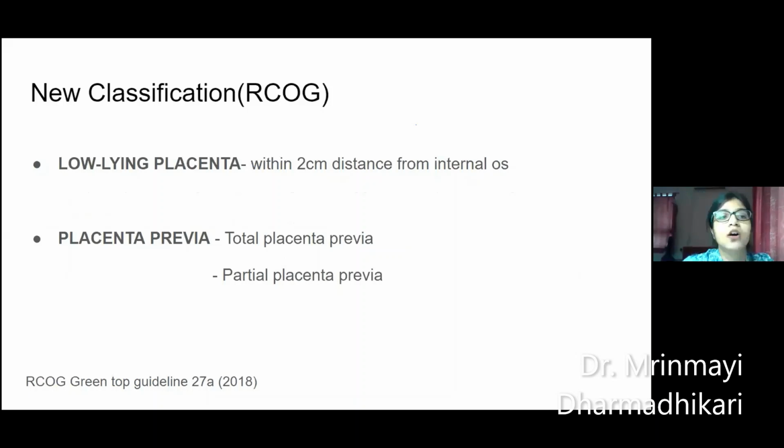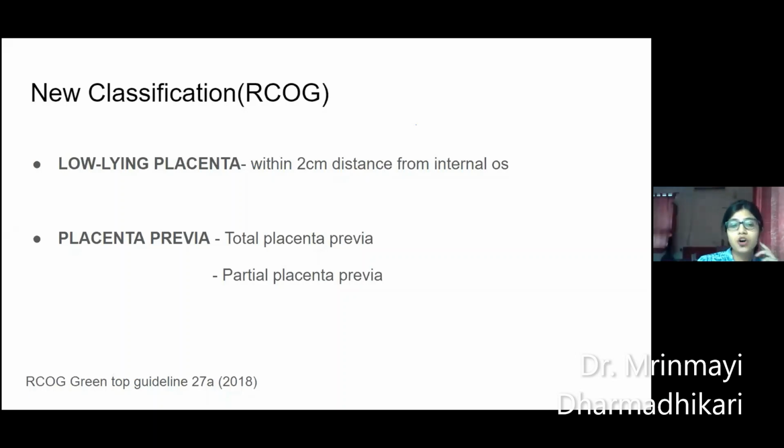Okay, thank you. So there's a new classification for placenta previas given by the Royal College of Obstetrics and Gynecology. In this, they have divided this entity only into two groups. One is a low-lying placenta, in which the placental distance from the internal os is within 2 centimeters. So these placentae do not cover the internal os. And the second group is placenta previa, in which there are two entities: total placenta previa, in which the placenta is totally covering the internal os, and partial placenta previa, in which the placenta is partially covering the internal os.